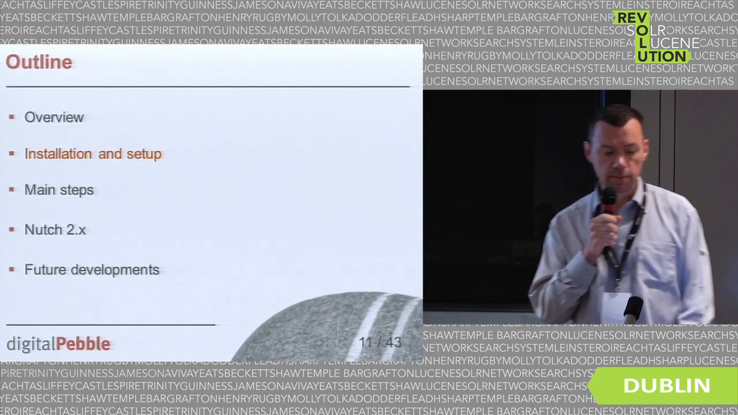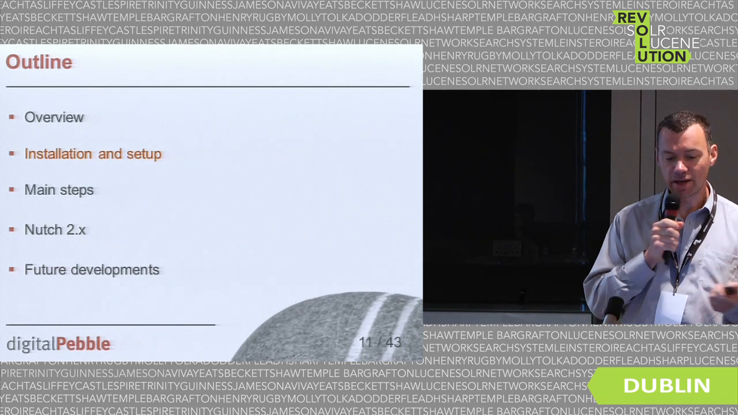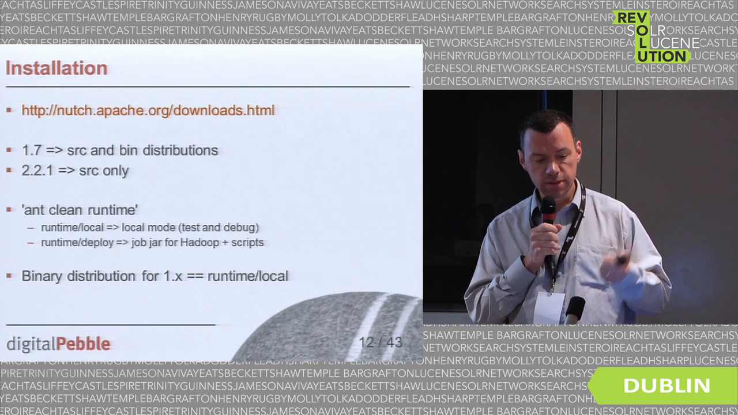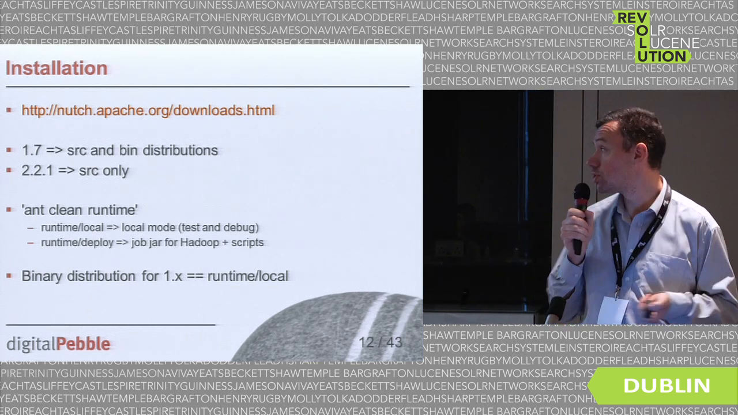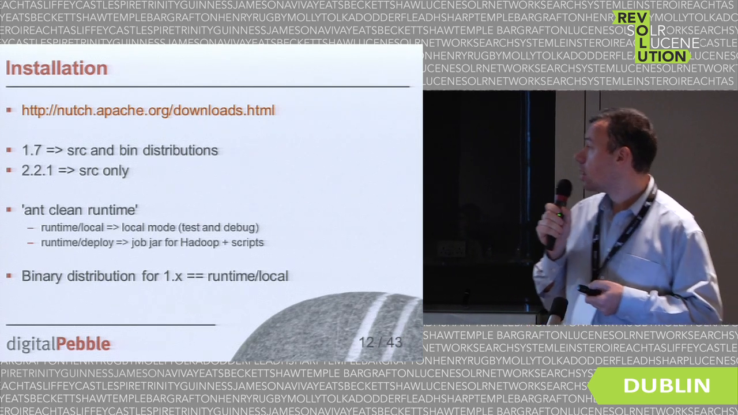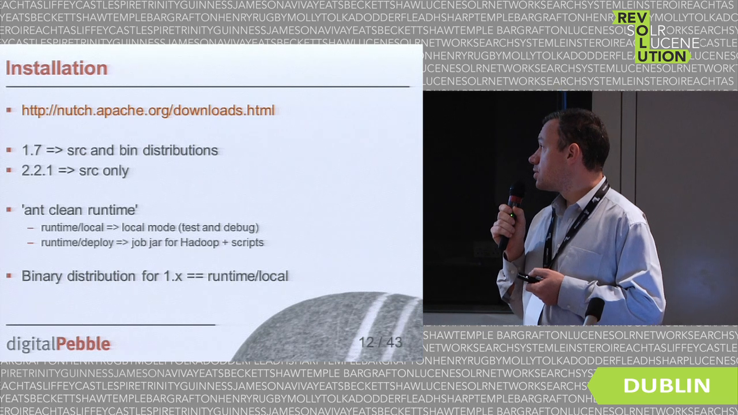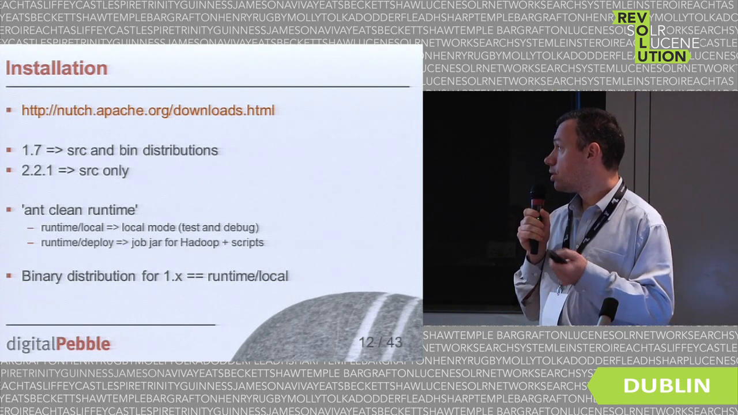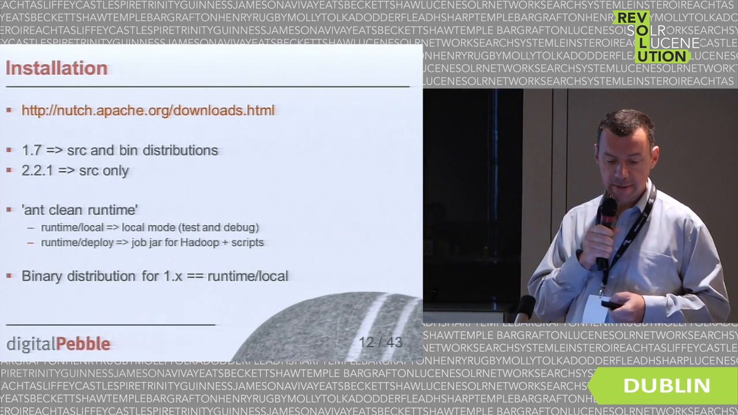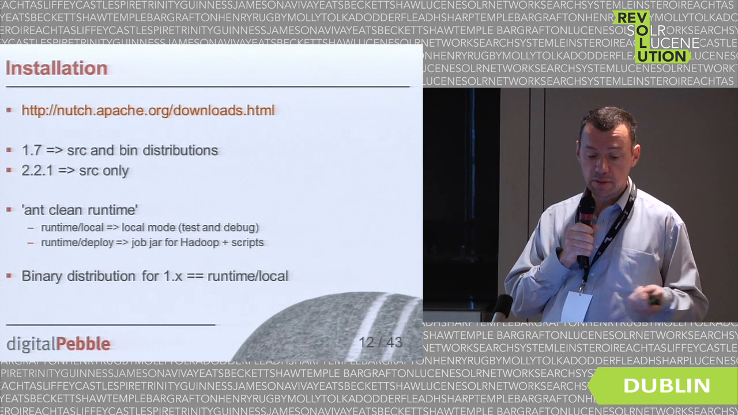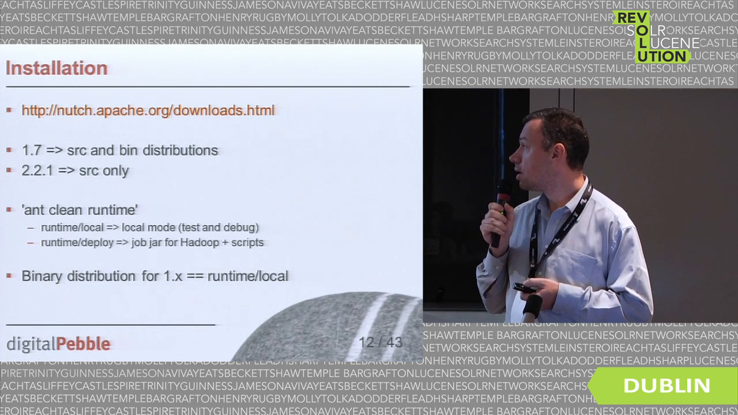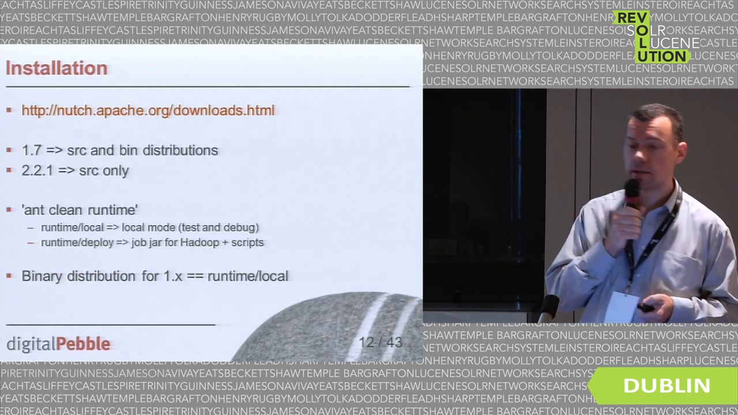Okay, a few words about very basic stuff: how to install it and how to set it up. If you go to the Nutch website, in the download section, there are two main distributions, for the 1.x and 2.x branches. 1.7 has two distributions, the source and the binary, whereas 2.2.1 has only the source, and I'll explain why later. The way you install it is pretty straightforward. You just need to have Apache Ant installed, and then you call that command line on clean runtime.